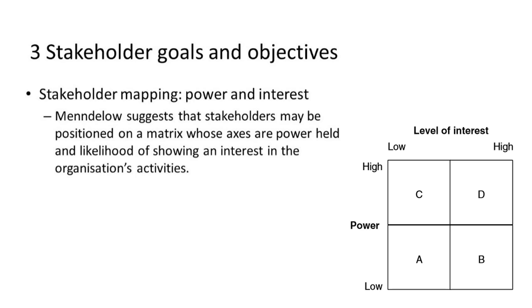A. Key players are found in segment D. Strategy must be acceptable to them, at least. An example would be a major customer. These stakeholders may even participate in decision-making.